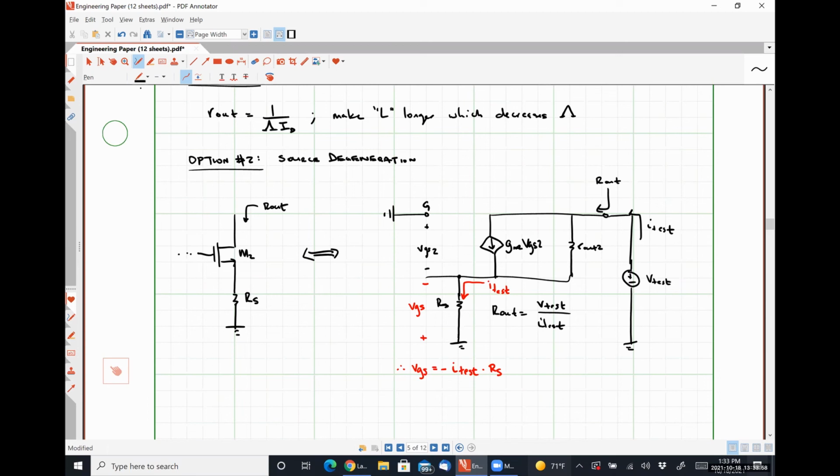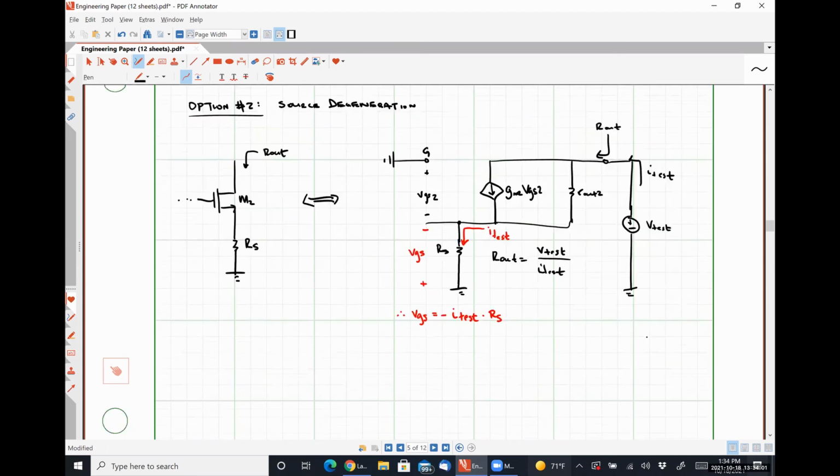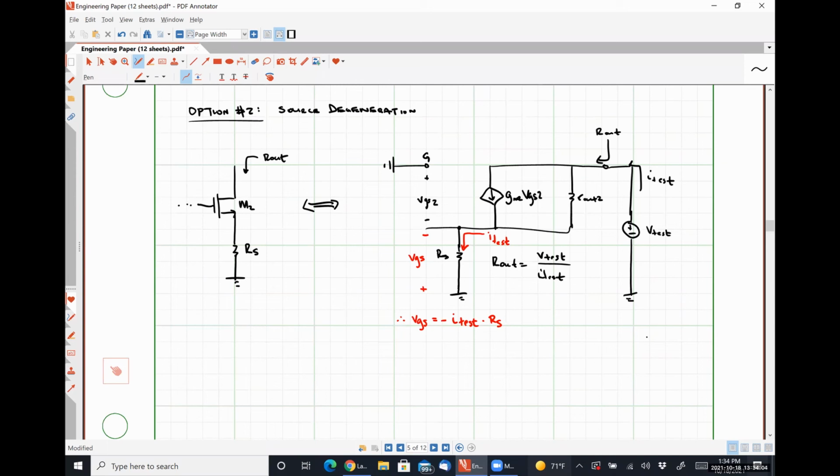So if we apply KCL at our drain node, or the source node actually, we could see that I test is equal to V test plus VGS divided by RS plus GM VGS.